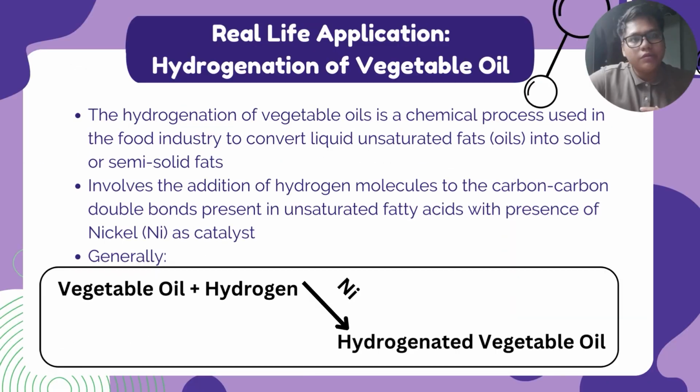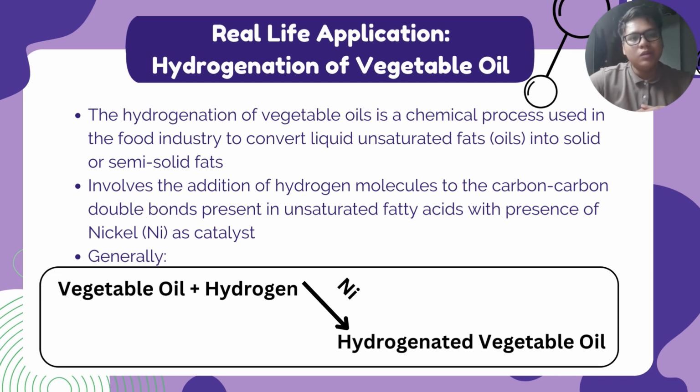So now I will explain to you about the real life application of this reaction. The application that I choose is the hydrogenation of vegetable oil. This hydrogenation of vegetable oil is a chemical process used in the food industry to convert liquid unsaturated fats, which is oil, into solid or semi-solid fat, which we can call margarine. This reaction involves the addition of hydrogen molecules to the carbon-carbon double bond present in unsaturated fatty acid with the presence of nickel as catalyst.